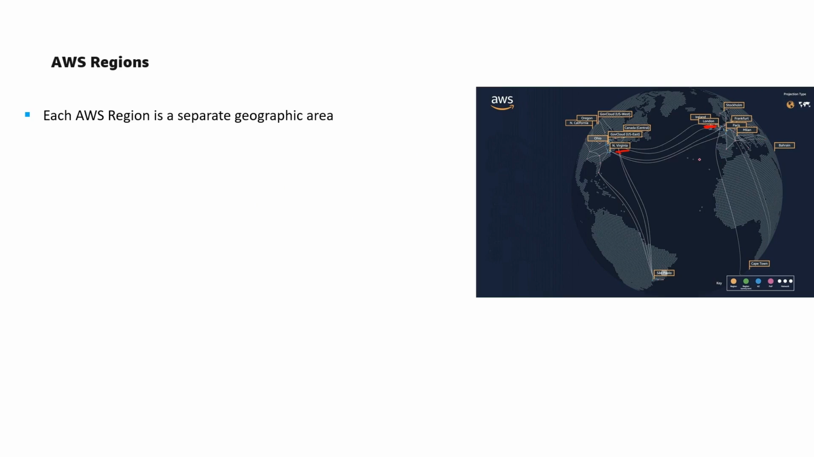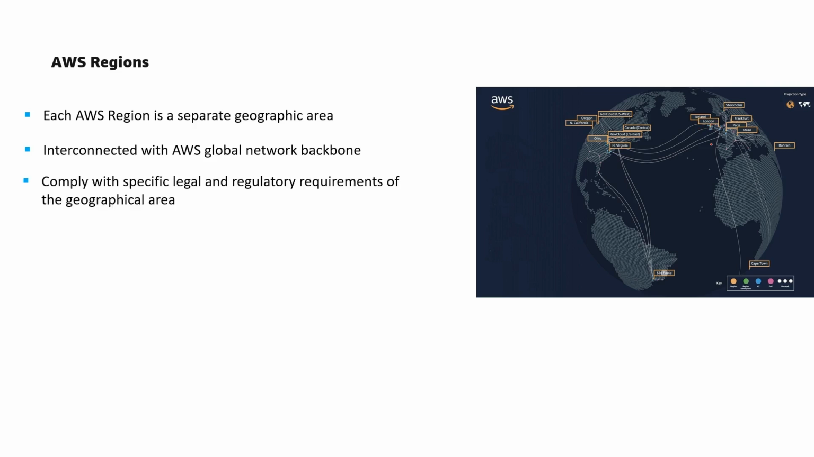Each region is a separate geographical location. So we have North Virginia, which is a separate geographic location, we have London, and we have Stockholm, and many more. It's interconnected globally with a network backbone, and it helps us comply with certain legal or regulatory requirements of that geographic area.